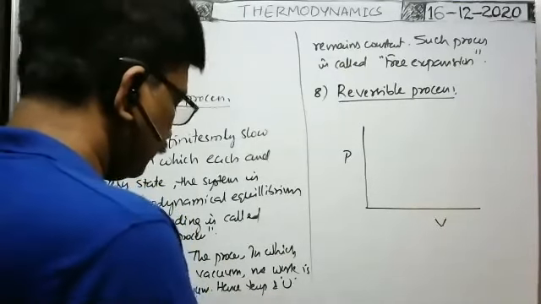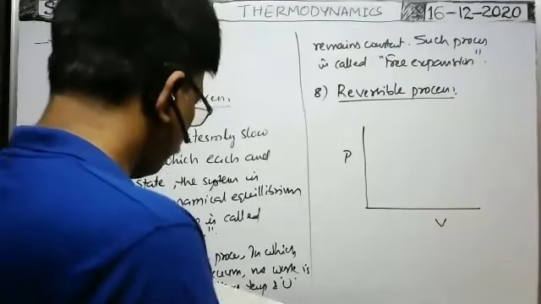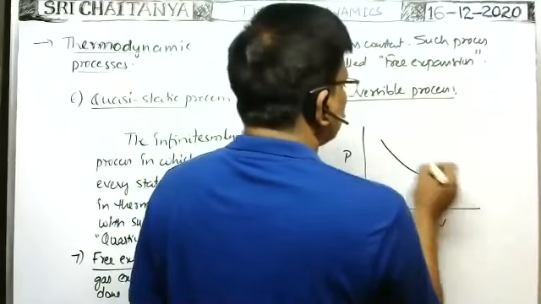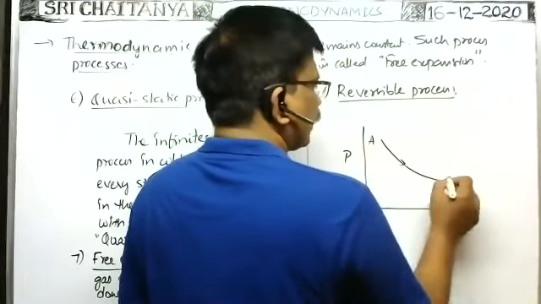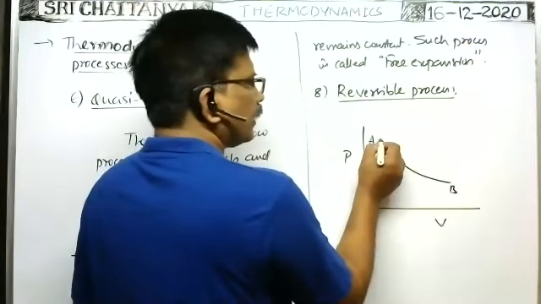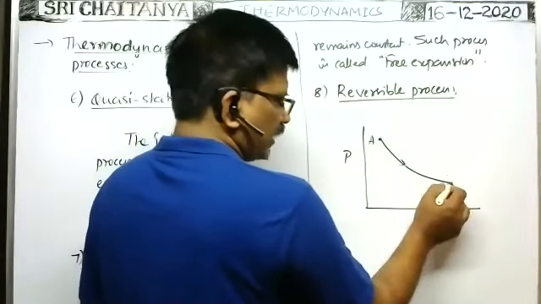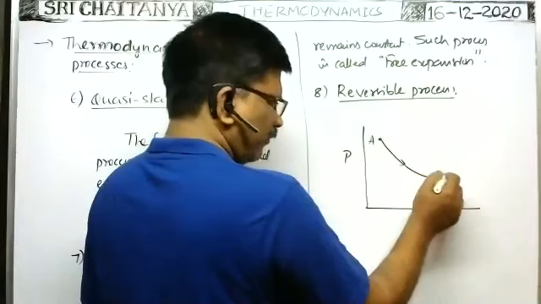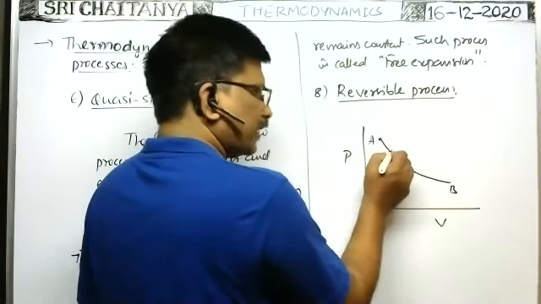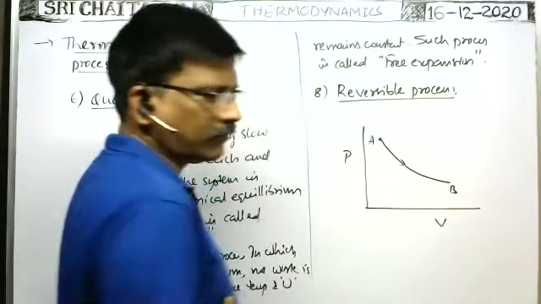I will draw the diagram. Suppose here the state changes from A to B. A to B state change means exactly at this point, pressure is say PA, volume is say VA. At this point, pressure is PB, volume is VB. Meanwhile, somewhere else here, the pressure is P, volume is V, or pressure is P1, volume is V1, P2, V2, P3, V3, like that. Different states are there.